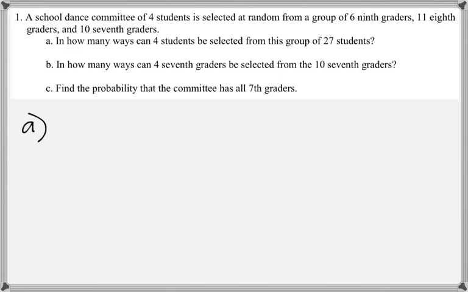So we have 27 students, and we are trying to choose 4 of them. And because it's a committee, it's going to be C. So if they had said something like, one of the members is going to be president, one is going to be vice president, or something like that, it would be 27P4. But because it's just a committee, it's going to be 27C4, which is equal to 17,550.